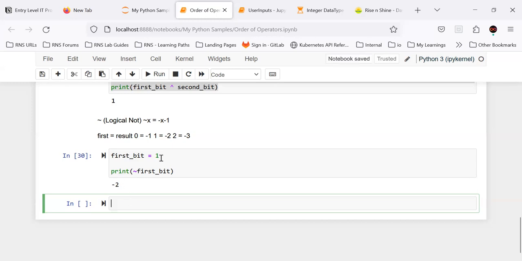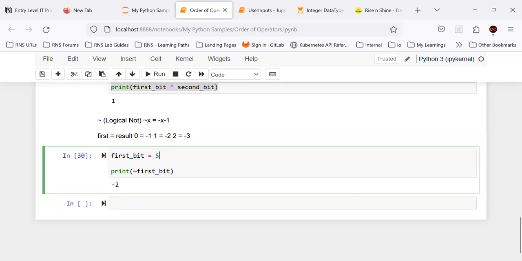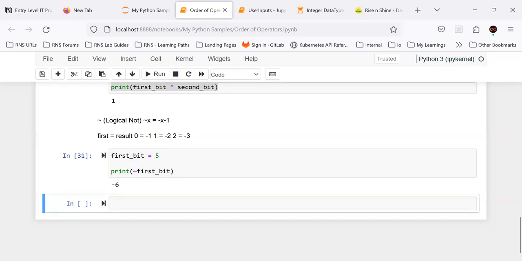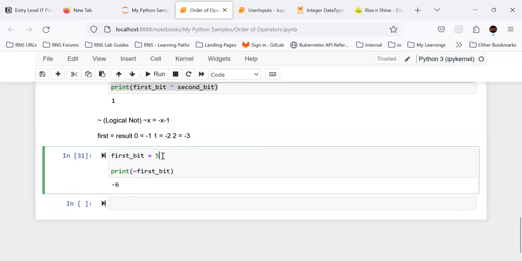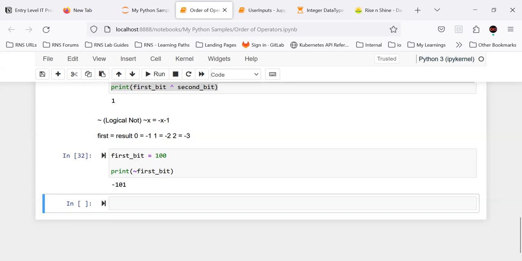Or if I pass something like 5, what is the value? Yes, that is minus 6. If I pass 100, what is going to happen then? Minus 100, minus 1. Is it clear about the logical not operator?